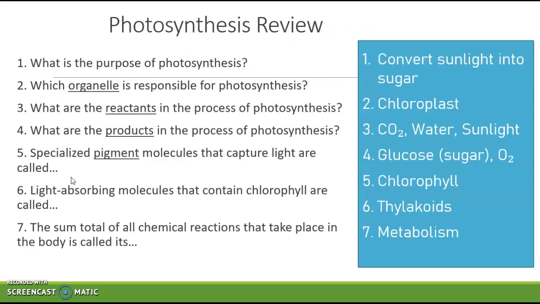Okay, so here are the responses to those. So here's your 7 questions, same ones as on the last slide, and then the answers to the right. Please make sure this information is understood quite well because this will be the foundation for you understanding the material of today. So again, if you need to pause it and either write this stuff down or just check your work, please feel free.